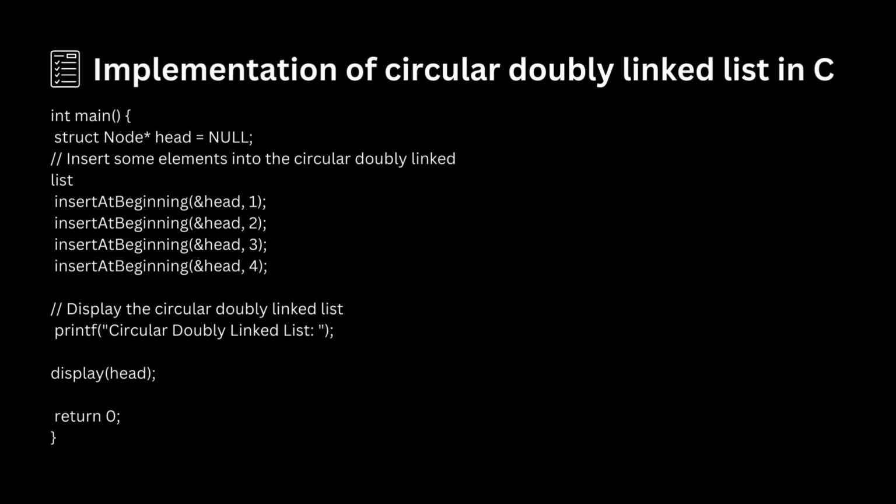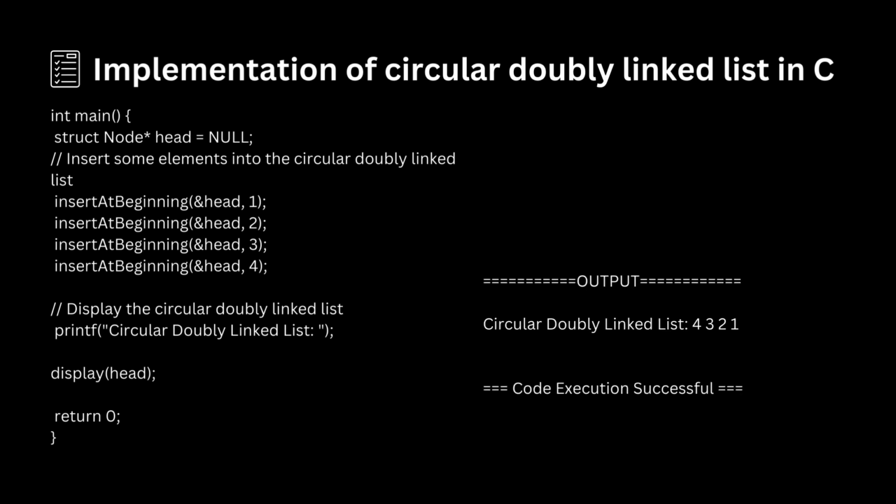This line indicates that the main function has executed successfully, and the program should exit with the return code of 0, indicating success. In summary, the main function creates a circular doubly linked list with elements 1, 2, 3, and 4, inserts them at the beginning of the list, and then displays the content of the list.